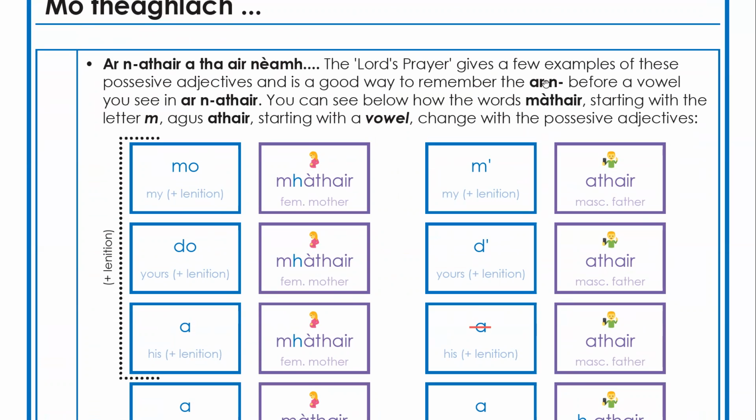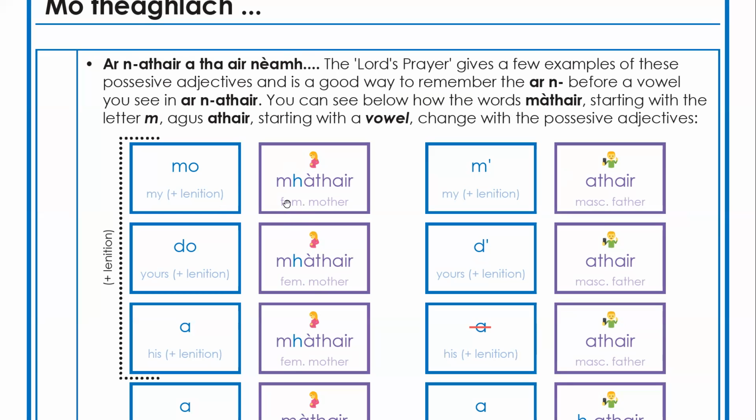So Ar n-Athair a tha air nèamh is the start of the Lord's Prayer. And in the Lord's Prayer, we get a good few examples of the possessive adjectives. And it could be a good way to remember that ar n- thing. Ar n-Athair a tha air nèamh, our Father who is in heaven. You see ar n-athair.